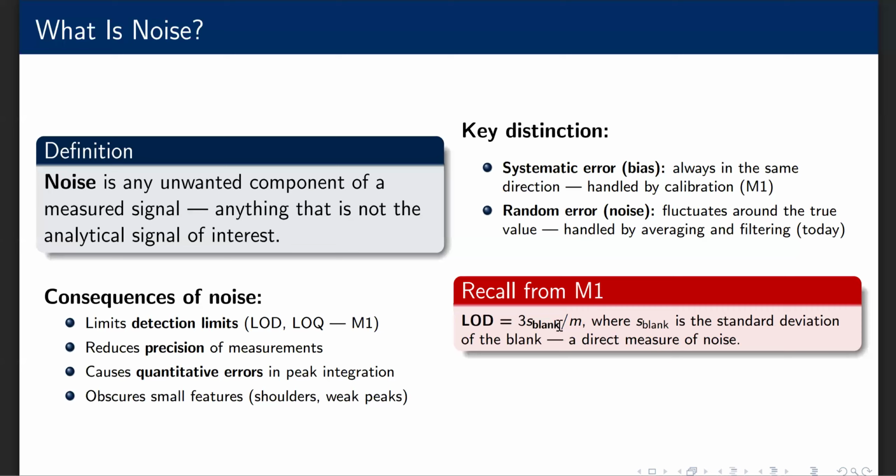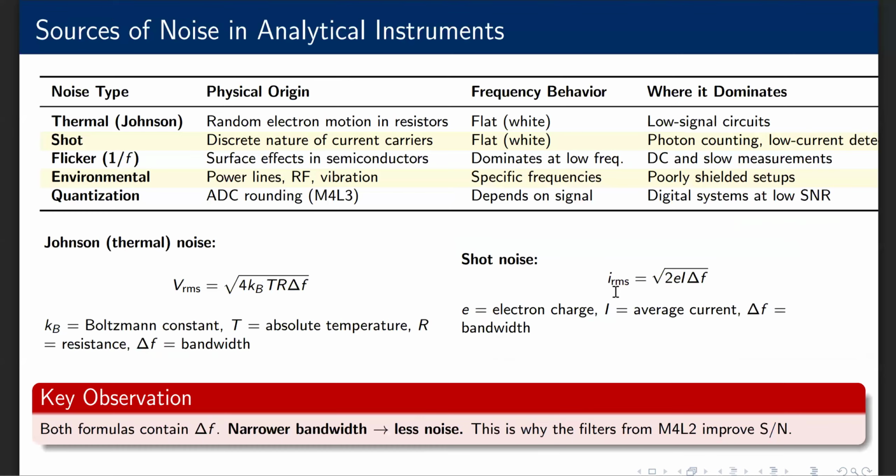Okay, so we have 5 main noise types. Okay, and here they are. We have thermal, we have shot, we have flicker, and we have environmental and quantization. Okay, so they all have a physical origin, a characteristic frequency behavior, and a domain where it dominates.